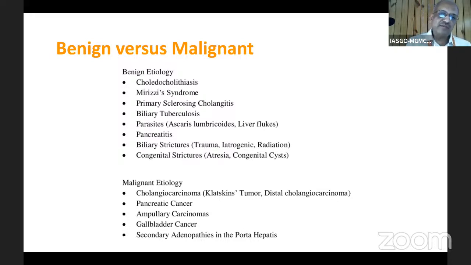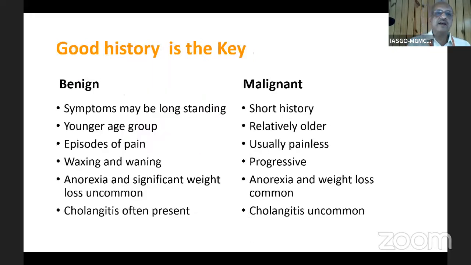And when we look at the malignant etiology, the most common that we see in this part of the country, that is North India, is gallbladder cancer, then hilar cholangiocarcinoma or cholangiocarcinoma at any level, pancreatic cancer or periampullary tumors. And then malignant adenopathies at the porta hepatis or in the lower part, that is retropancreatic. So since it is most important to differentiate between benign and malignant, good history taking still remains the key.